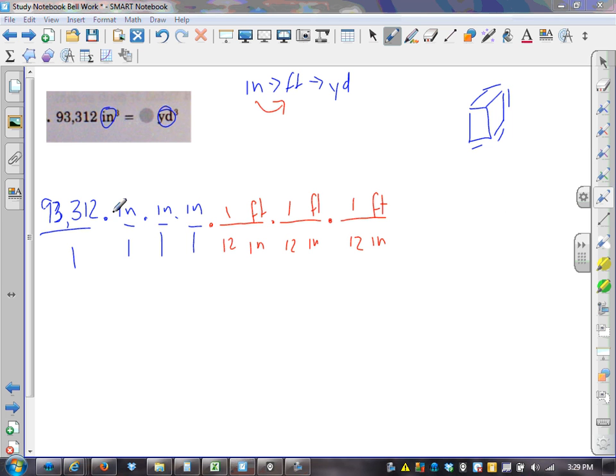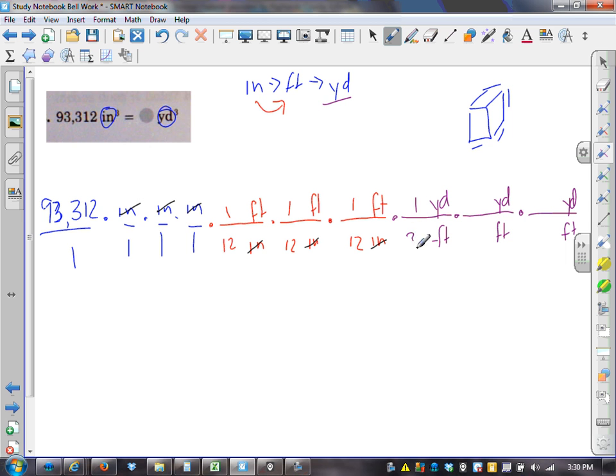And then all of our 1, 2, 3 inches and 1, 2, 3 inches cancel. We haven't gotten where we want to go. We want to go to yards. We're still at feet, so we have to convert all of these now. Multiply by 3 more. Feet were on top, they go to the bottom. Yards on top. 1 yard, 3 feet.